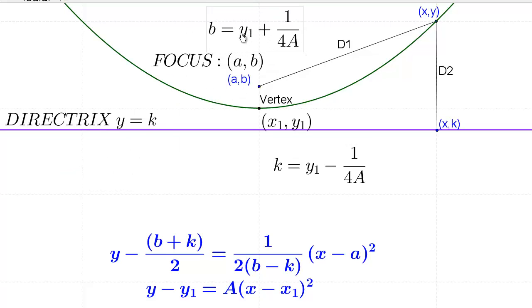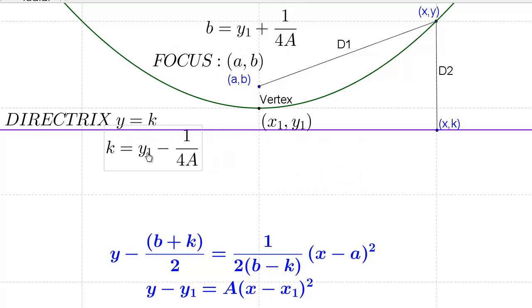If we take that b, which by the way is the y-coordinate of the focus, it's going to be equal to the y-coordinate of the vertex, y1, plus some distance, which is 1 over 4 times the coefficient on the x side. If we take this k term, which by the way is the directrix's y-coordinate, it's going to be the y-coordinate of the vertex, y1, minus that same distance, 1 over 4 times the coefficient. Now remember, the coefficient's in the denominator in both cases. So we either add that distance or subtract that distance from the y-coordinate of the vertex.